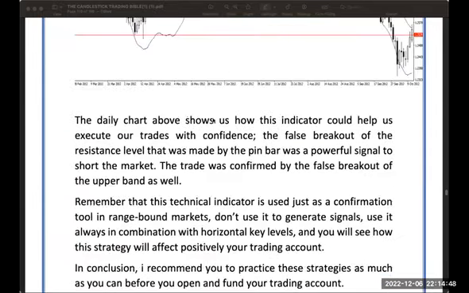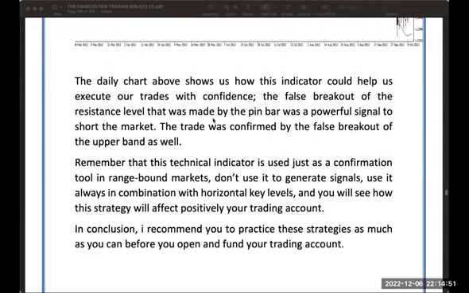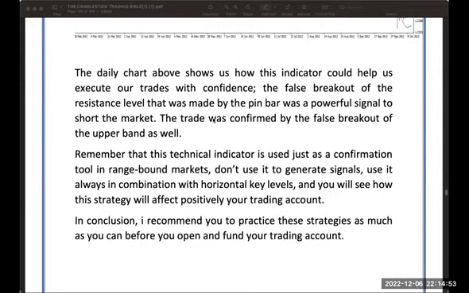So I just want to skip this part, or let me just go through it since it's just one page. The daily chart above shows us how this indicator could help us execute our trades with confidence. The false breakout of the resistance level that was made by the pin bar was a powerful signal to short the market. The trade was confirmed by the false breakout of the upper band as well.